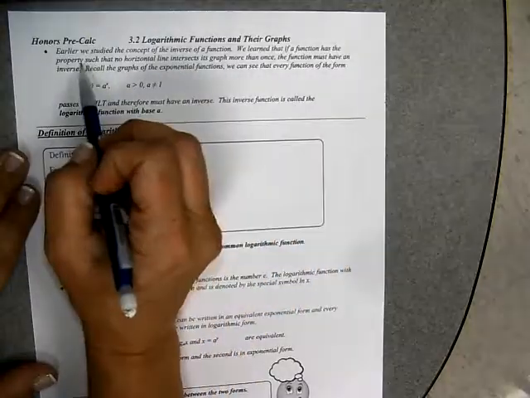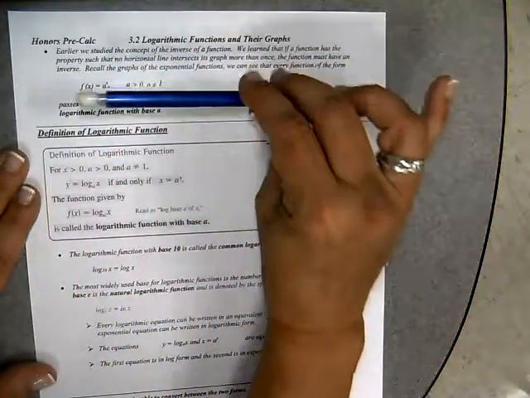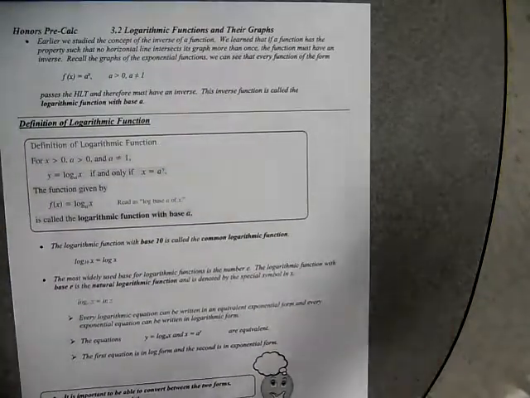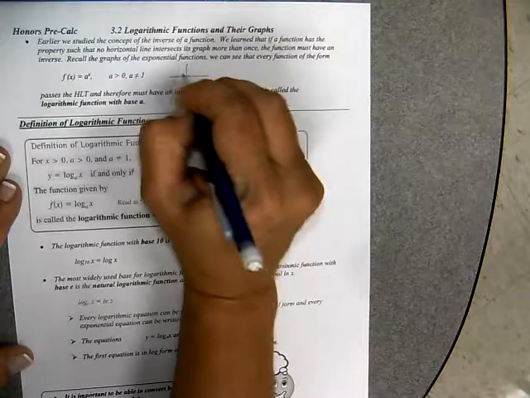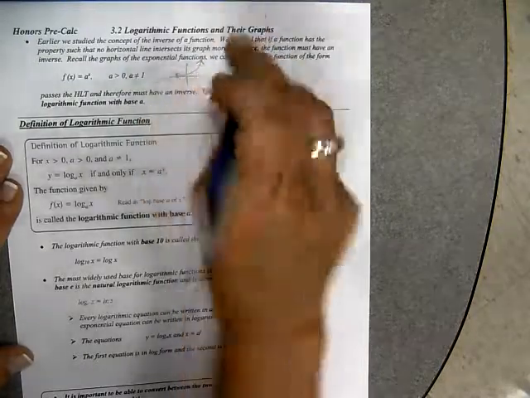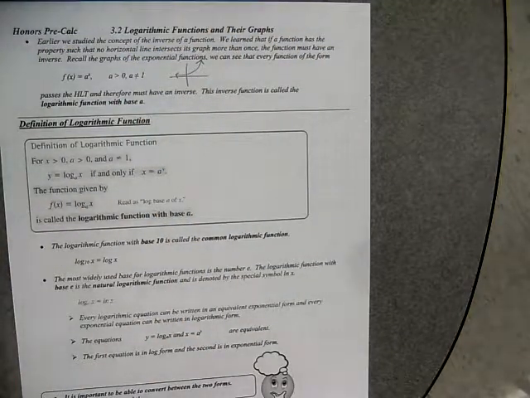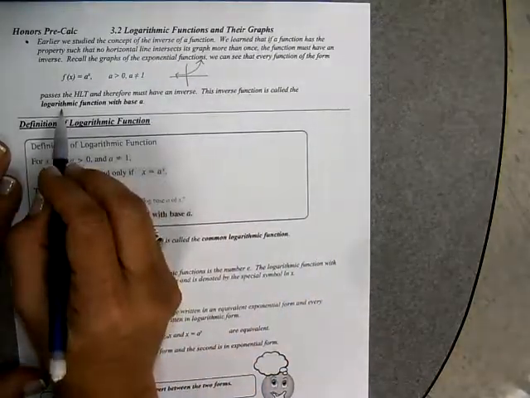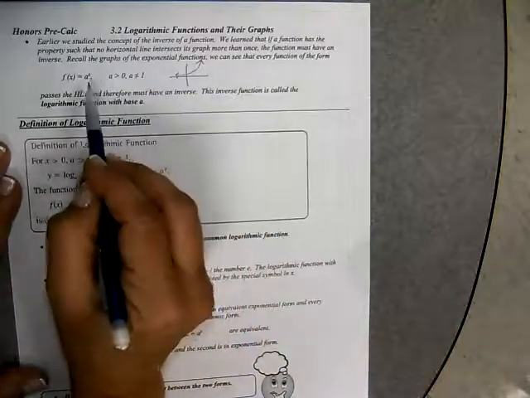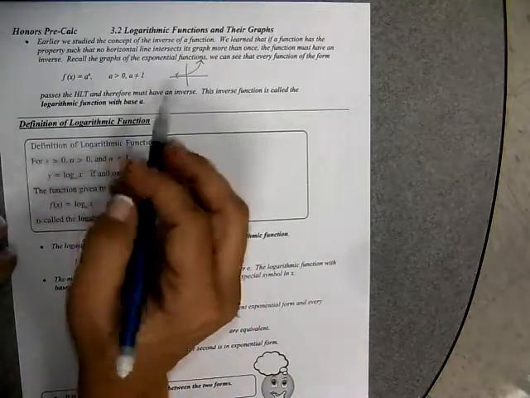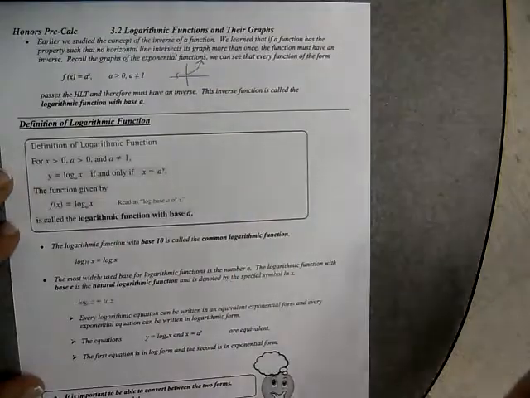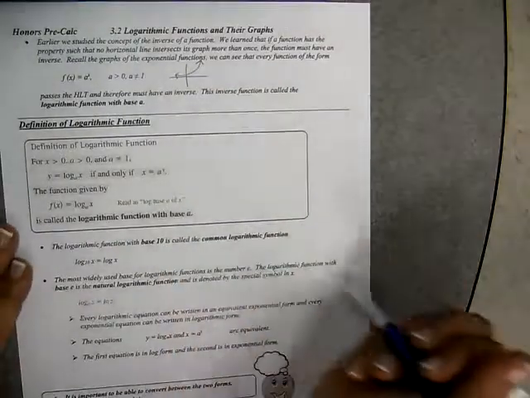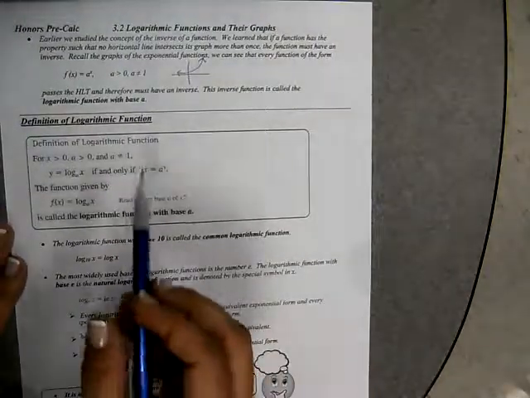If a function has the property such that no horizontal line intersects its graph more than once, then a function has to have an inverse. And because the graphs of exponential functions look like this, they pass that horizontal line test, and that means it's going to have an inverse, and the inverse of an exponential is called the logarithmic function. And if a was our base in the exponential, then a is also going to be the base in the logarithmic. So here's the definition of a logarithmic function from, I think, the Algebra 2 textbook.